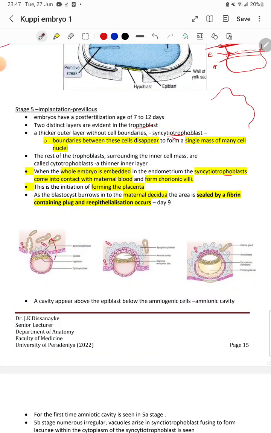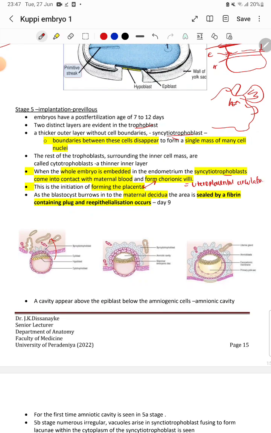And when it's in the process of being embedded, the syncytiotrophoblast, while it's degrading through the maternal decidua, will also come into contact with maternal blood vessels. When they come into contact with them, they break them down as well. And so they end up forming these structures known as chorionic villi. Now, that is what I meant by trophoblast contributing to the formation of the placenta. Because through the syncytiotrophoblast's interaction with all the maternal blood, you have chorionic villi being formed, and this is the initiation of the formation of the placenta. You can also mention that this is where the uteroplacental circulation is starting to be set up.